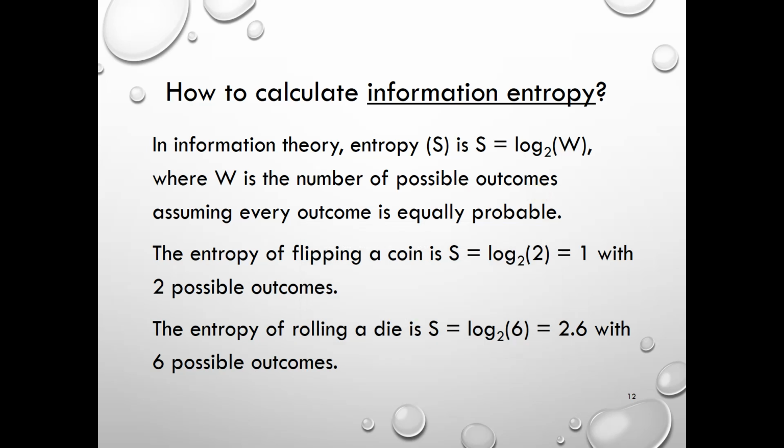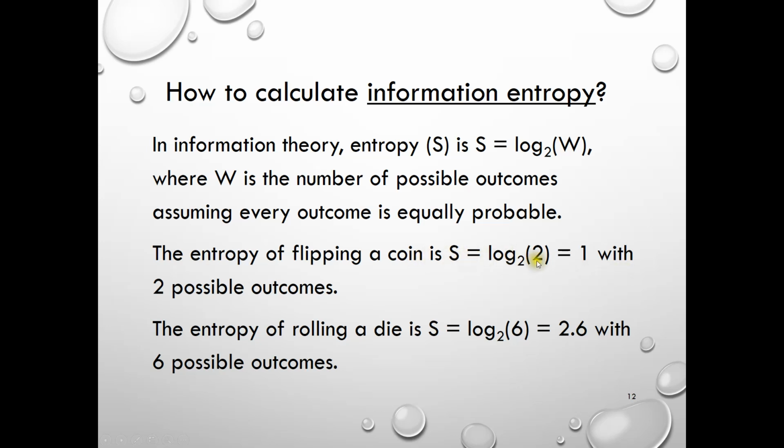In this video, we will calculate the information entropy. In information theory, we can calculate entropy using this equation: the logarithm of W with base 2. W is the number of possible outcomes with equal probability. So if we flip a coin, there are two possible outcomes: heads or tails, 50-50 chance.